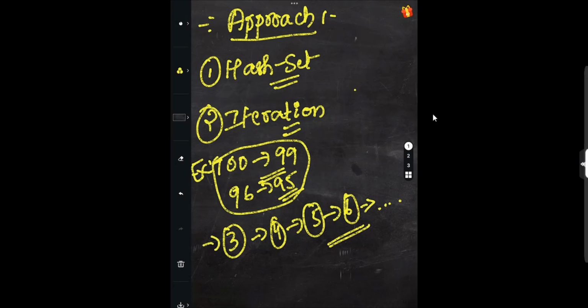Finally, we will track the length of the current sequence. So we will be checking until the length of the current sequence. So this is the second step. And the third step: we will update the longest sequence length found so far.